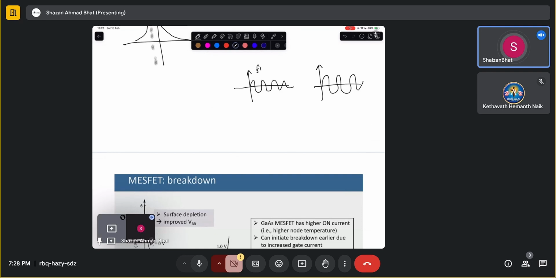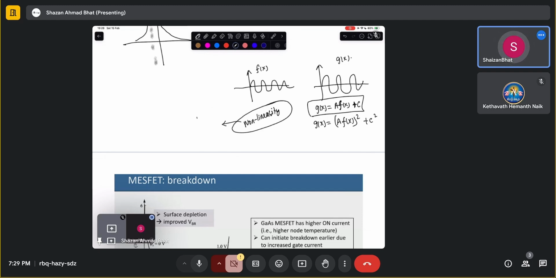If this is signal f of x and this is g of x, then you can write g of x as some a times f of x plus some c. This is a linear function. They should be linearly proportional to each other. It should not be like g of x equals a times f of x squared plus c squared. That makes it a non-linear function, because quadratic functions are highly non-linear. But definitely, because this is a transistor, there will be some non-linearities in these devices. Actual devices have non-linearities as well as harmonics.